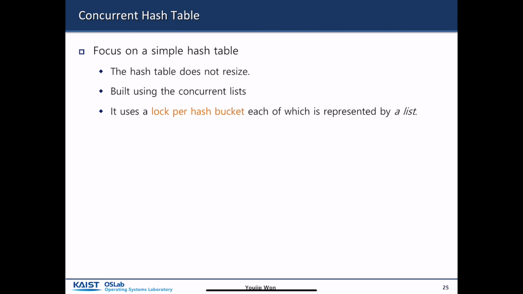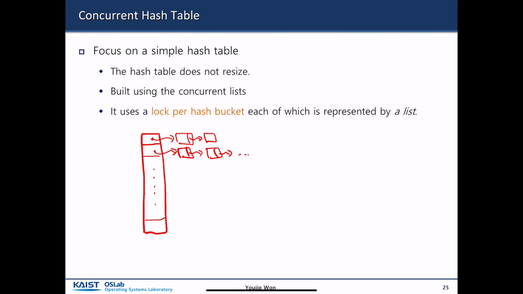The next data structure is the concurrent hash table. The hash table does not resize. And it is built using the concurrent list. So it uses a lock per hash bucket, each of which is represented by a list. So this is the hash table. And then each entry in the hash table is a list. It's a concurrent list. It looks like this. So this is the concurrent hash table, and each element has its own separate lock for scalability.